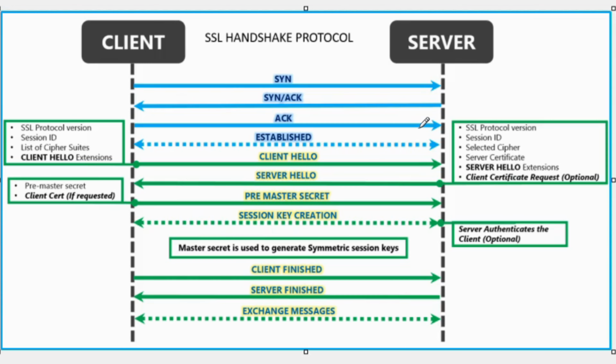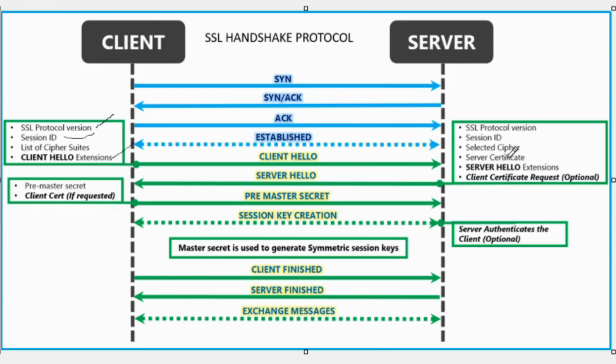Now here starts phase 1 of SSL. The client sends a hello message. In the hello message, the client sends the SSL protocol version, the version which is used by the browser. Then it sends the session ID. The session ID means our entire session, from the start to the end of our communication. Then the list of cipher suites. Cipher suites are the cryptographic algorithms. And the client hello extension. This is our phase 1.